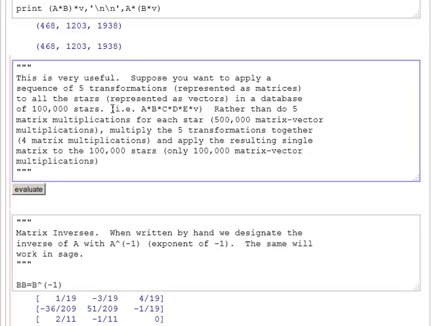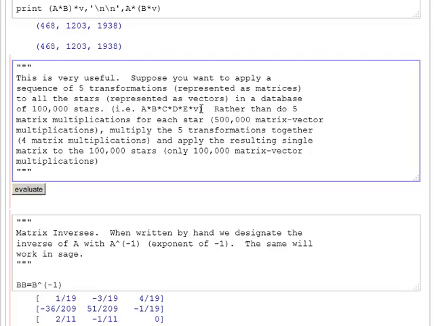So each star is represented by a vector. Okay, so you have A times B times C times D times E times your vector. Well, you could take your vector and apply each of these 5 transformations in sequence to it. However, the other way to do it is to multiply these 5 matrices together. That's only 4 matrix multiplications. What you get is a single matrix. Then I take that one matrix and multiply it by all 100,000 stars, all 100,000 vectors.